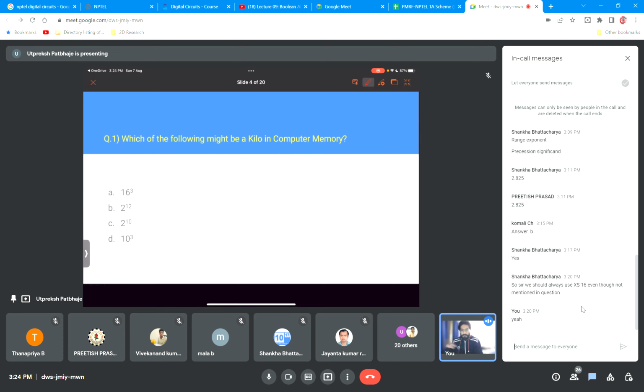So yeah, now we'll start from the first problem that I had kept here. Which of the following might be a kilo in computer memory? So kilo, as you know, would be like 10 to power 3. So that is in decimals. So yeah, just take a guess for this question. You guys already know how a computer works, what number system a computer follows.